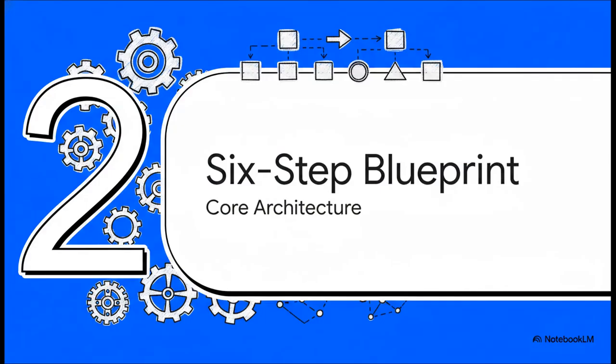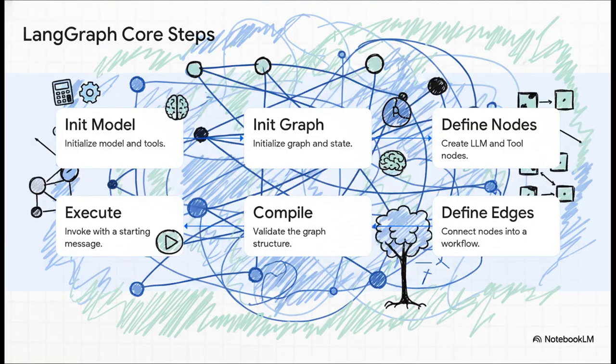Moving right along to Section 2, the LangGraph 6-step blueprint, which is our core architecture. So the crucial point here is that once you have your tools ready, you desperately need a framework to organize them. And the absolute beauty of this blueprint is its predictability. These exact 6 steps replace messy, unpredictable code with a highly reliable framework. First, initialize your model and tools. Second, initialize your graph and state. Third, define your nodes. Fourth, define the edges. Fifth, compile. And finally, execute. Whether you're building a simple calculator or a wildly complex autonomous system, master these 6 core components and you can build absolutely anything in LangGraph.